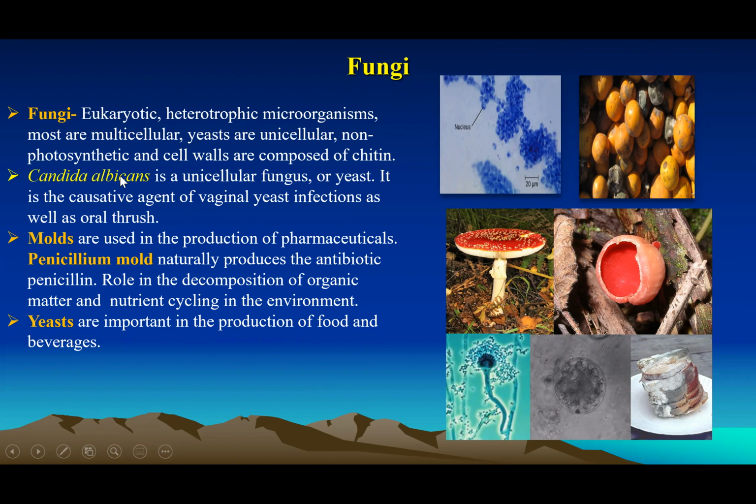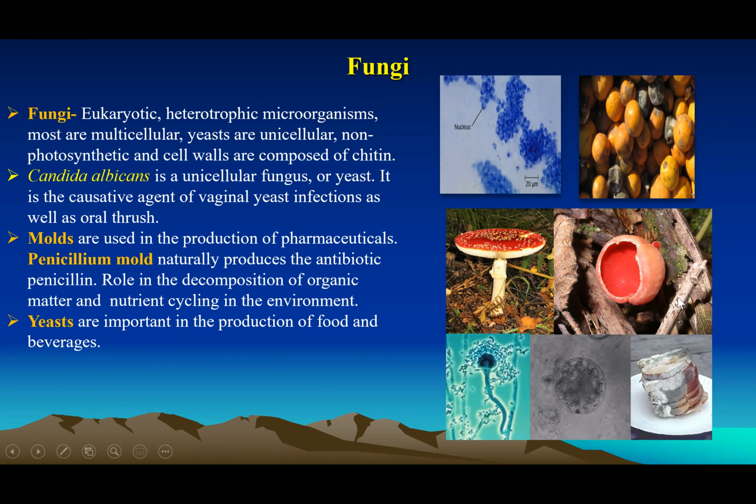One yeast that causes disease in humans is Candida albicans, which causes vaginal yeast infection or oral thrush. One economic advantage is that some of the molds can be used for making medicines or pharmaceuticals. For example, the penicillin mold makes penicillin, which is a widely used antibiotic. And here are different types of fungi: a mushroom, and here's a bread mold.